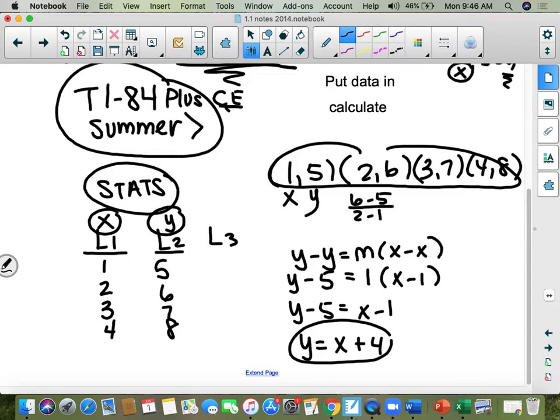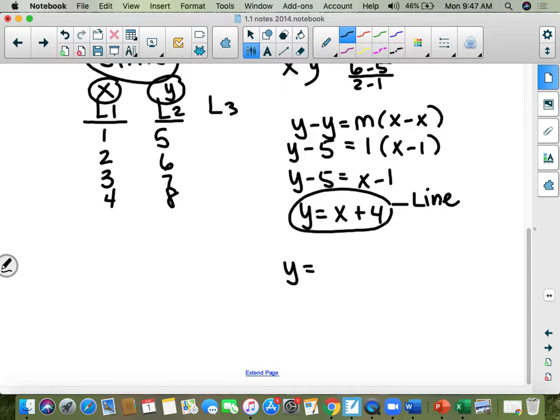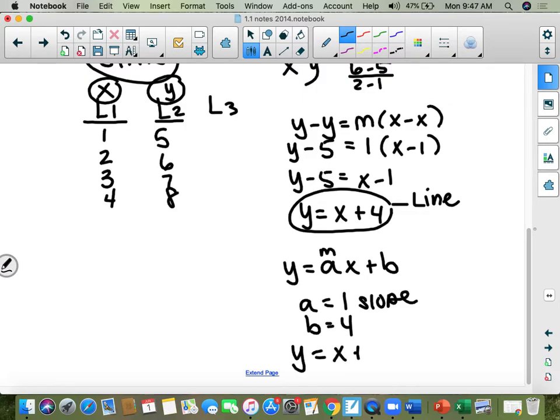So look for line of regression, which is number 4 down there. Go down to number 4 and hit it, and then go down and hit calculate. This is what you're going to see: y equals ax plus b. Why couldn't they use the m and the b? They're saying a is equal to 1, which stands for the slope, and b is equal to 4, so the equation is y equals x plus 4, and that's exactly what we got.